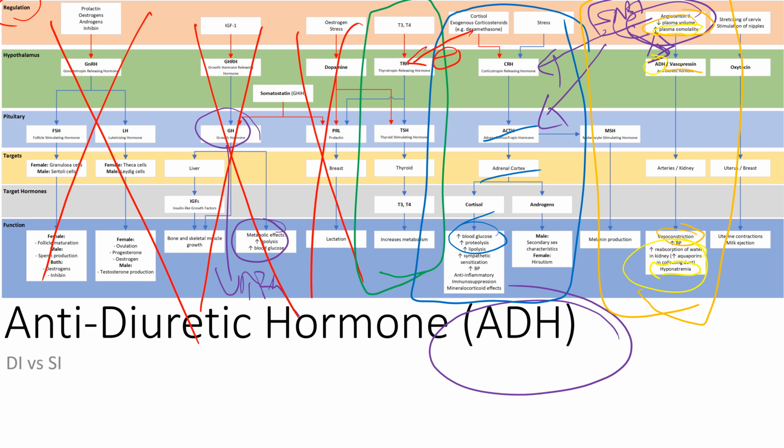So we'll talk about too much ADH or an inappropriate amount, and we'll talk about too little ADH, right? Or diabetes insipidus. Too much is a syndrome of inappropriate ADH, so SIADH. And then DI has two flavors. There's a nephrogenic and a neurogenic variety of DI, which we'll talk about in more detail.